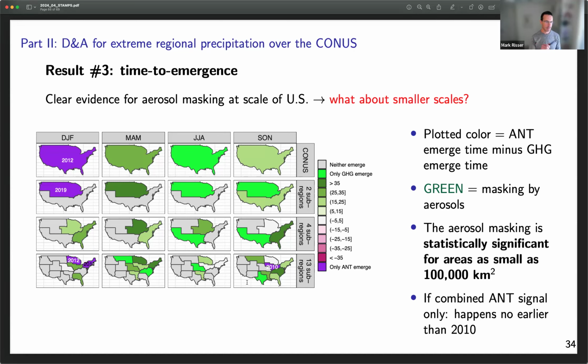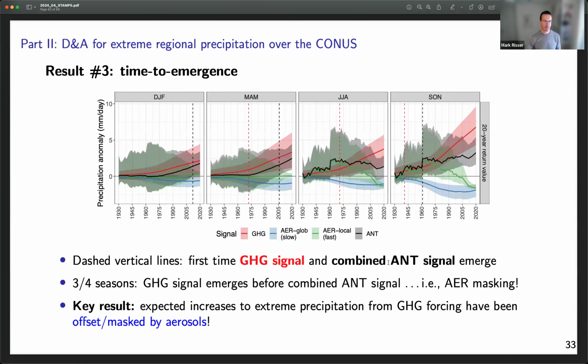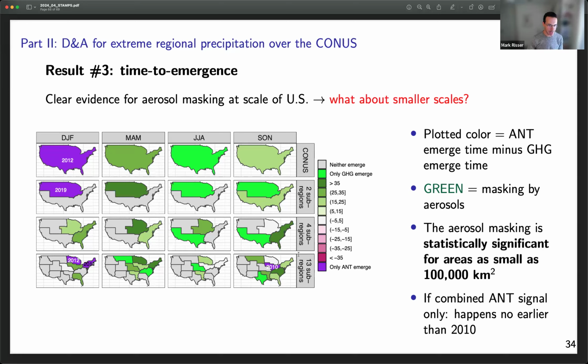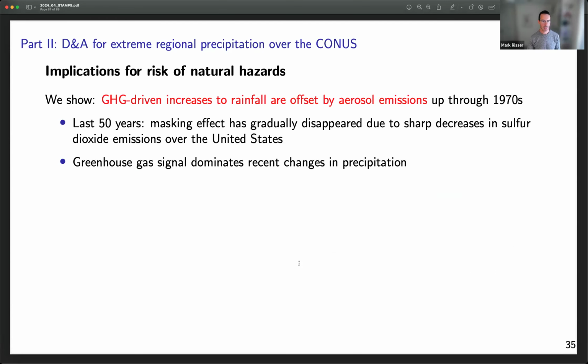There's one other color showing up here, which is the purple, if you can read that. That's times when only the anthropogenic signal emerged. That's like what happened in wintertime back here, where the greenhouse gas signal never quite got above zero, even though the combined anthropogenic signal did. That happens, but I plotted the year in which it happens, and when it does, it happens really late in the record, in the last 10 or 15 years or so. So that's what we can say about the emergence of these individual signals.